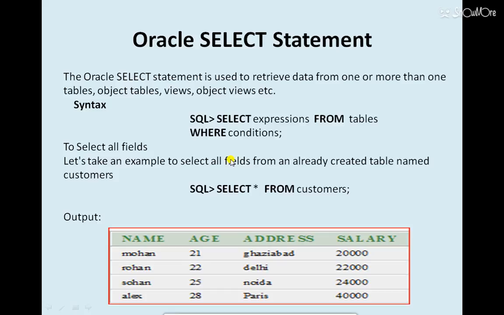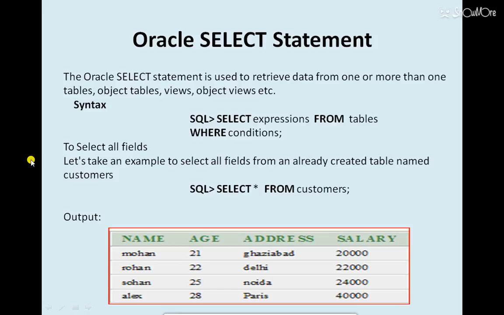Select statement. The Oracle select statement is used to retrieve records from one or more tables, object views, etc. Here is the syntax of the select statement: select expressions from tables where condition. The expressions are the list of columns under which we want to display the records, and the where condition indicates the particular rows that we want to display, specified with a particular condition. For that we use the where clause.